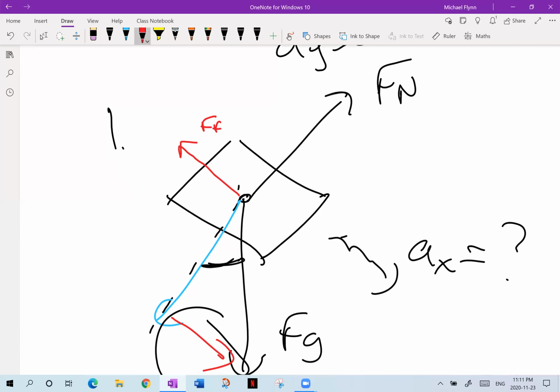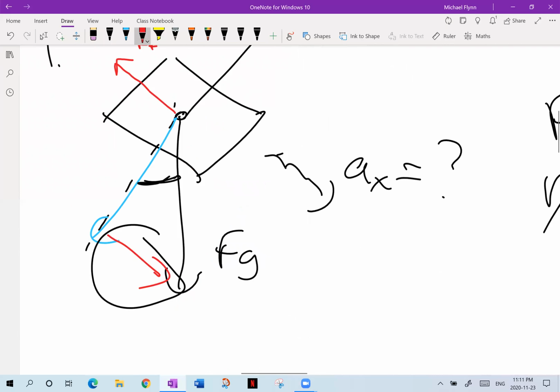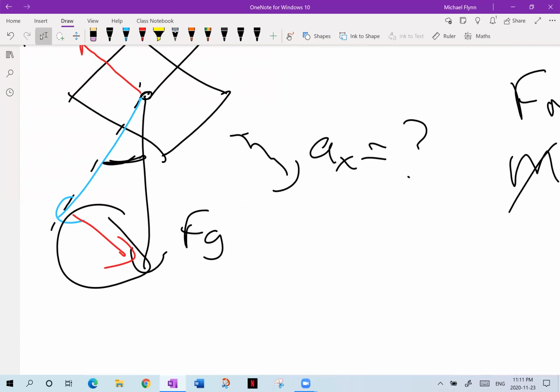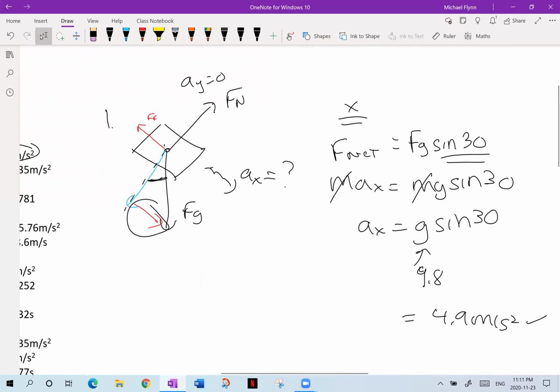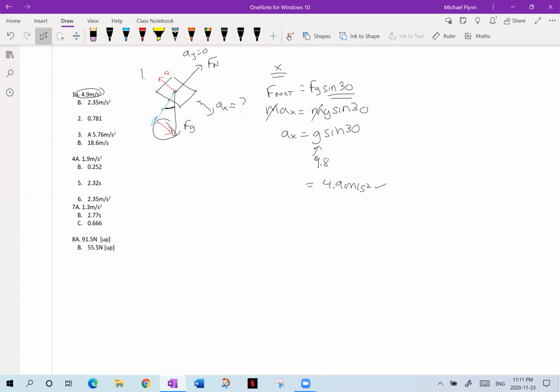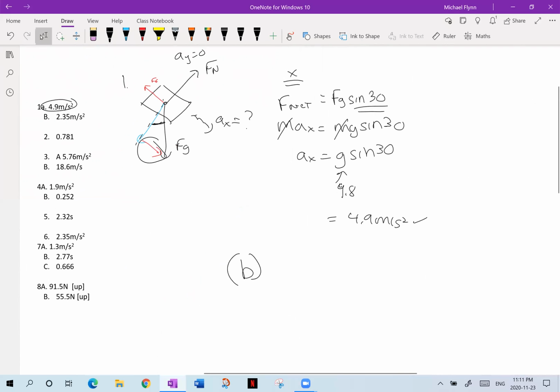Now what the force of friction does is introduce another on-axis vector. This one is on the x-axis, so we don't have to break it into components. But when we're doing question B, watch what happens when I factor in force of friction.